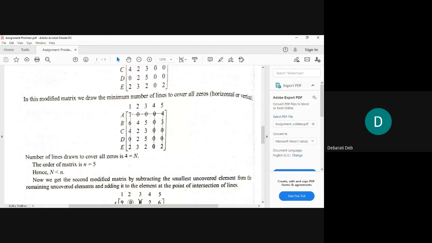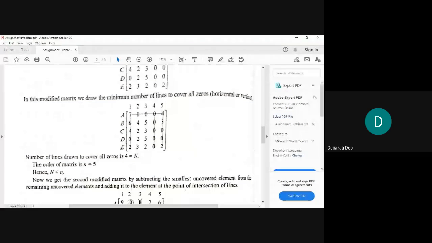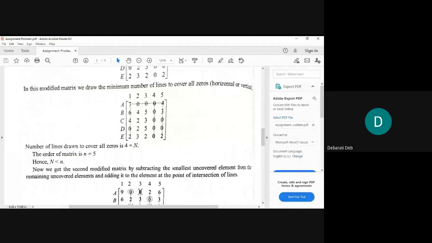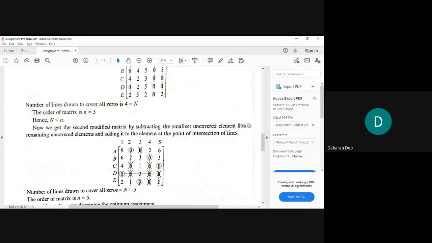And most importantly, you have to learn this step, that is, you have to add that minimum uncovered element to the elements which are falling at the intersection points of the horizontal and vertical lines. So you have to remember this step. Otherwise, you're not going to get the best possible assignment. So till this step we had completed, right?